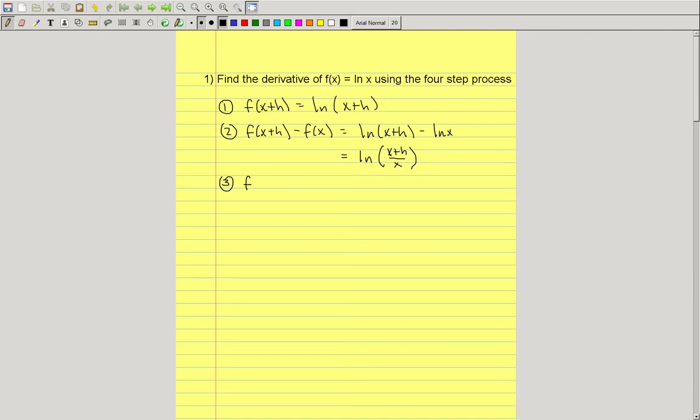For part 3, we take our expression and divide it by h, which we can think of as just multiplying by 1 over h. Now, we're going to perform a couple of algebraic steps here to prepare to take our limit, the first of which is rewriting the interior of our logarithm as 1 plus h divided by x.